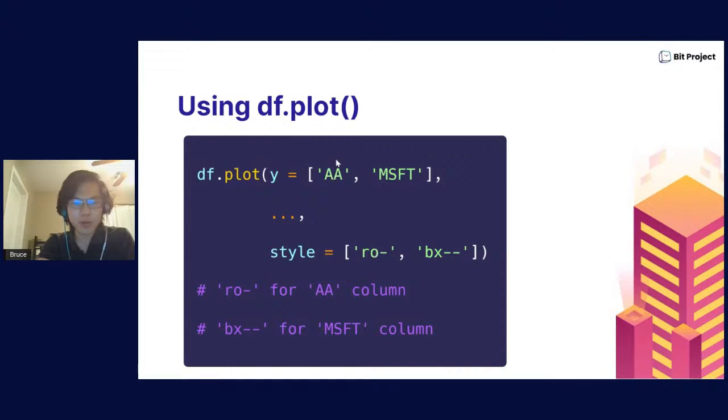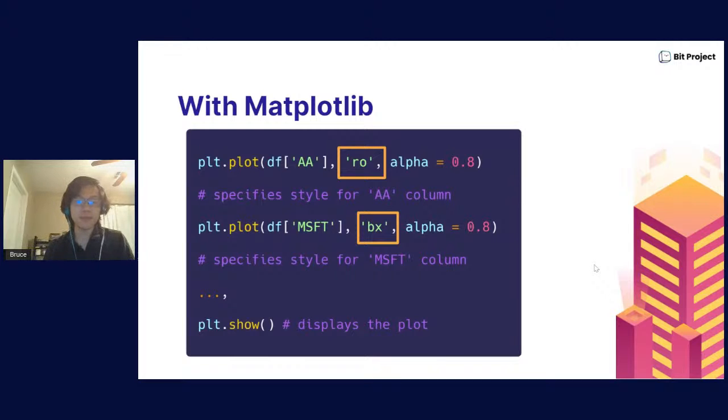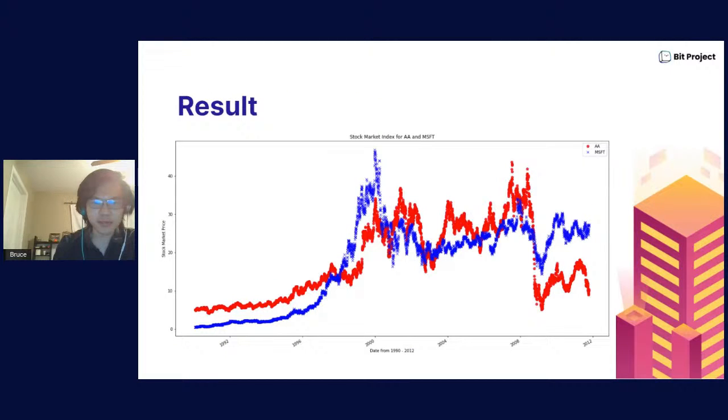So in this case, we're going to say that the AA, the American Airlines line, is going to be red. The markers are going to be circles. It's going to be connected by a line. And the Microsoft graph is going to be blue. The markers are going to be X's, and it's going to be connected by dotted lines. Yeah, and then with Matplotlib, it's sort of the same, except instead of getting its very own line, it goes right into the plt.plot call. So just put the style argument directly after the first argument. And then this is what it looks like.